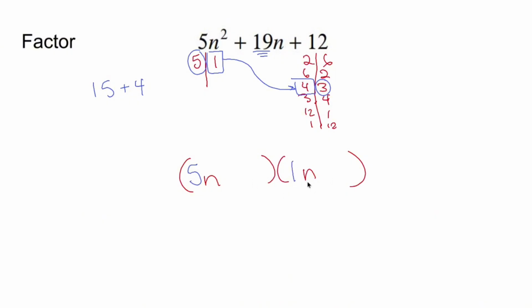Yes, I'll clean this up in a minute. In that order, by the way: 5n, 1n. Since these were the numbers attached to 12, in that order, I'm going to write it out that way. And when I clean things up and get rid of that 1 in front of the n, I end up with 5n plus 4, regular n plus 3.